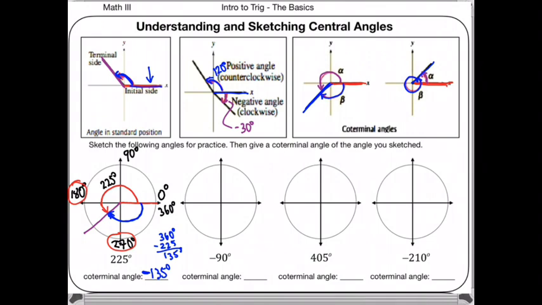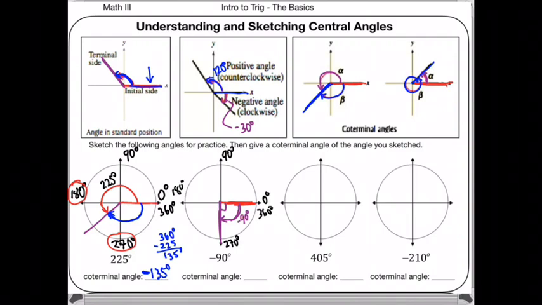Let's take a look at this next one here. Start here, and like I said, 0, 90, 180, 270, and 360 degrees in a circle. So if I'm going negative 90, that means my first turn is going to go in this direction. If I'm going 90 degrees, I'm going like a right angle right here. So that is that angle right there. That's a negative 90 degrees.